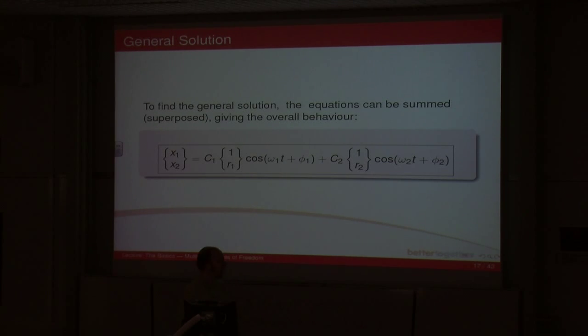And so there we go. So x1 is basically you take the top value in the vectors. So x1 equals c1 cosine(omega 1 t plus phi 1) plus c2 times cosine(omega 2 t plus phi 2). And then x2 is c1 times r1 cosine(omega 1 t plus phi 1) plus c2 r2 cosine(omega 2 t plus phi 2). Okay? So x1 is basically the top values and x2 is the bottom values, and everything else is the same between the 2 equations.